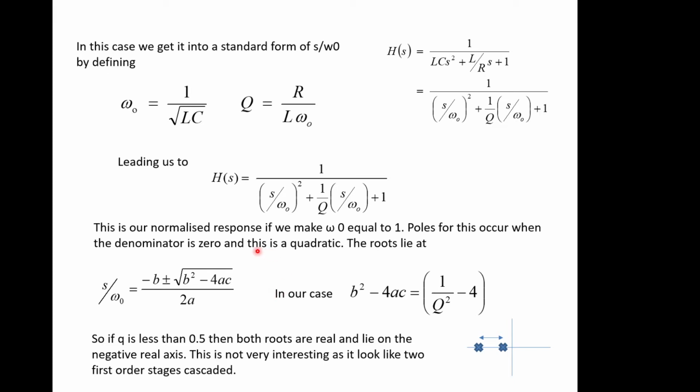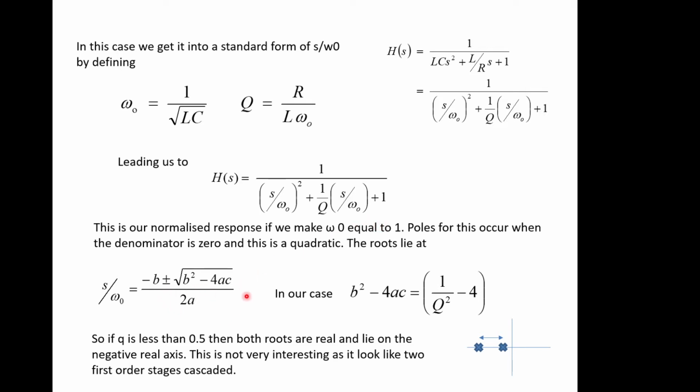Right. So this is our normalized response if we make omega naught equal to 1. Omega naught equals 1 just gives us S squared over 1 plus 1 over Q times S plus 1. Poles for this occur, same as before, when this denominator is equal to 0, but it's not quite as straightforward to get that because this is a quadratic. So I'm assuming that you can remember the roots of a quadratic equation in its standard form, which I learnt as minus b plus or minus the square root of b squared minus 4ac, over 2a, where a is the coefficient of s squared, b is the coefficient of s, and c is the coefficient of s to the naught.